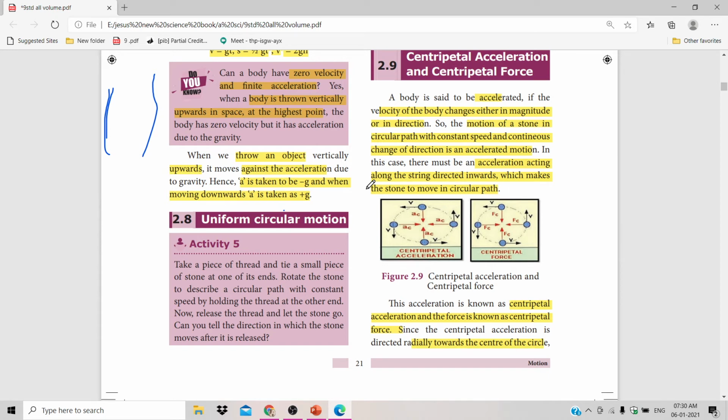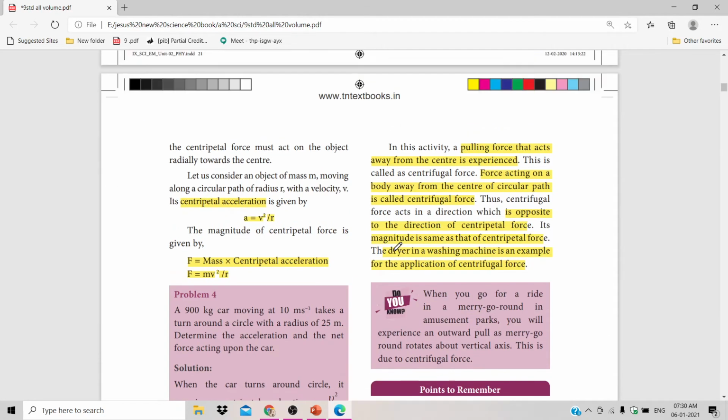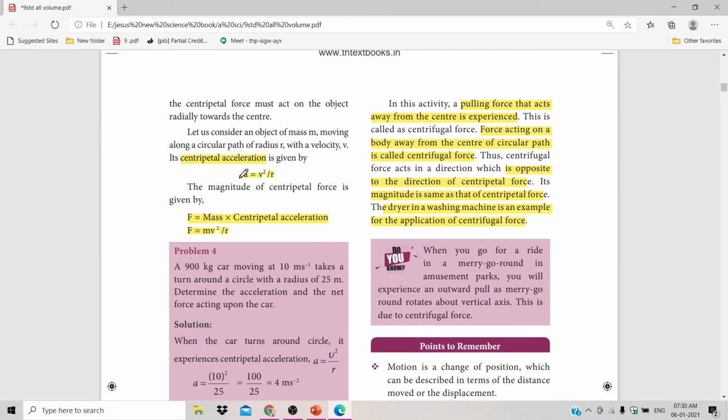We have seen the above topic. In centripetal acceleration, the acceleration makes the object move inward. That force is called centripetal force, and that acceleration is called centripetal acceleration. Let's see what centripetal acceleration is: a equals v squared divided by r, where v is velocity and r is radius. The magnitude of centripetal force is equal to mass times centripetal acceleration, that is, m v squared divided by r.